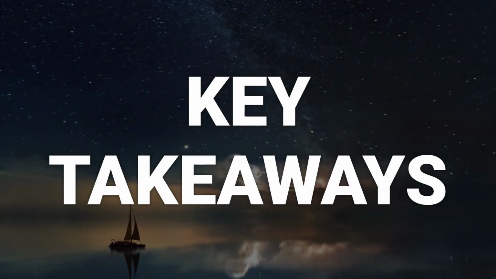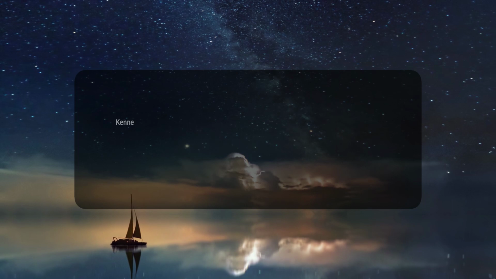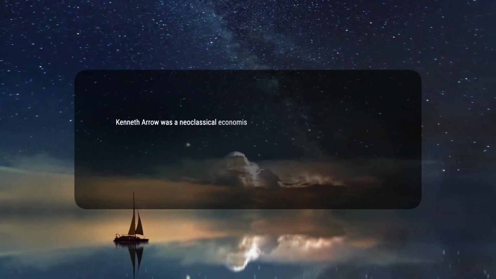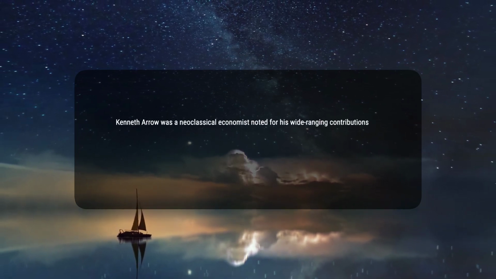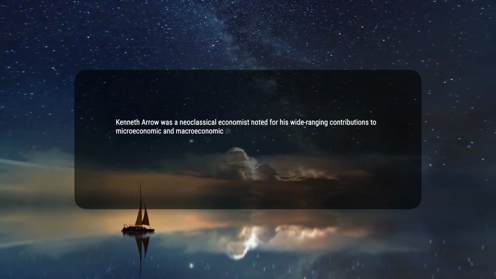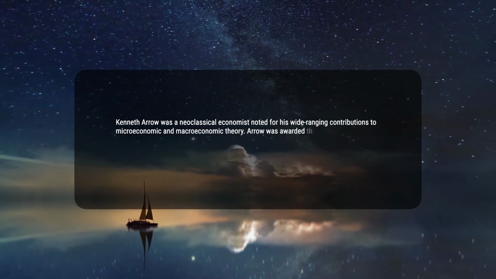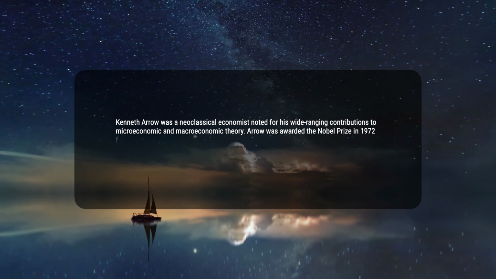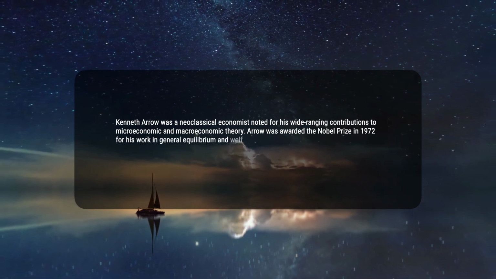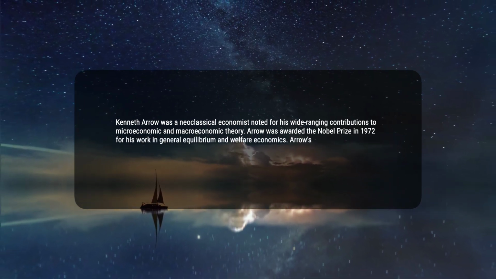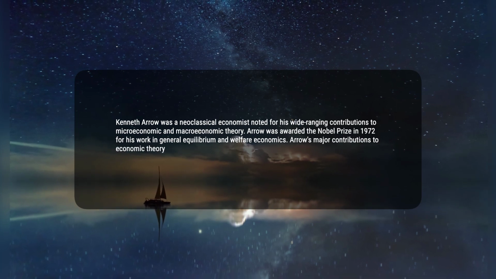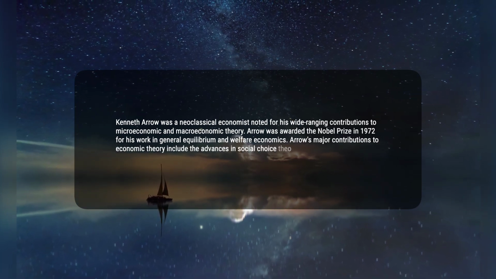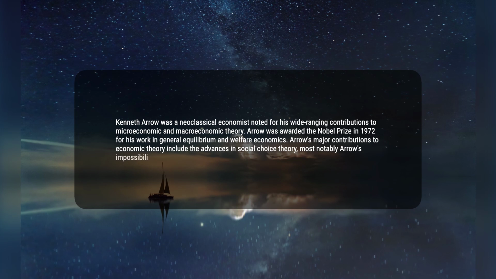Here are the key takeaways. One, Kenneth Arrow was a neoclassical economist noted for his wide-ranging contributions to microeconomic and macroeconomic theory. Arrow was awarded the Nobel Prize in 1972 for his work in general equilibrium and welfare economics. Arrow's major contributions to economic theory include the advances in social choice theory, most notably Arrow's impossibility theorem.